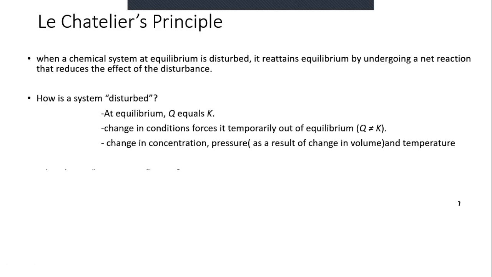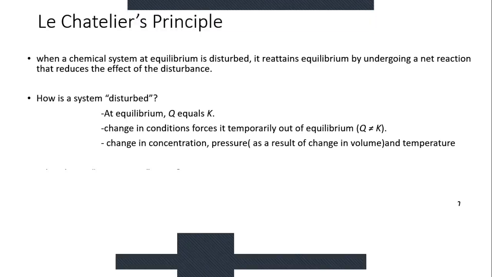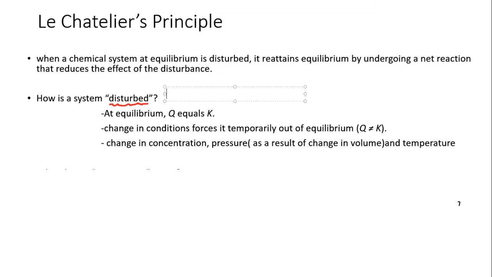And so what are some things that we can do to disturb equilibrium? So again, when we disturb equilibrium, Q does not equal K. So that's what we mean by disturbed, is when we disturb it so that Q is no longer equal to K. So when Q is not equal to K, it's going to shift in a direction so that Q can become equal to K.